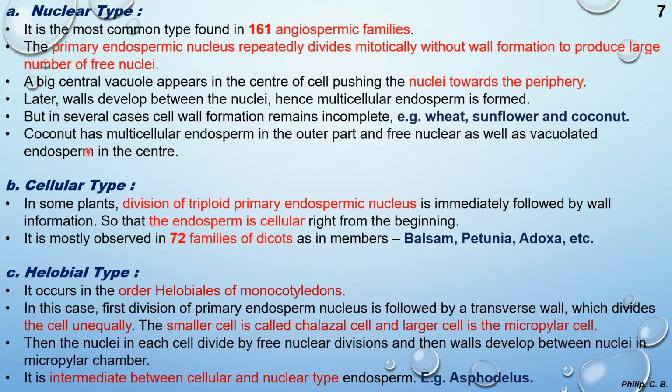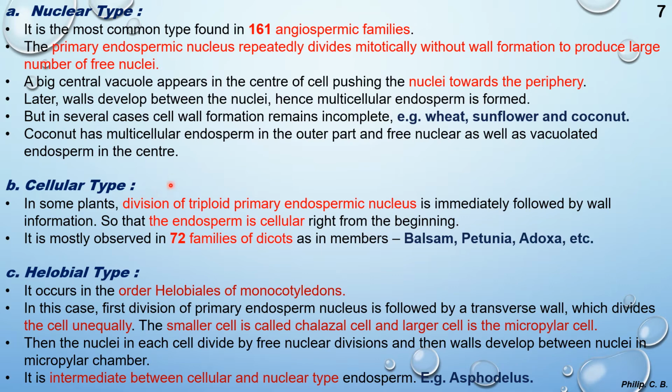Now, coconut has a multicellular endosperm in the outer part and free nuclear as well as vacuolated endosperm in the center. So from the name coconut, you can easily understand the concept. Outer part multicellular endosperm and inner part free nuclear as well as vacuolated endosperm. That's why you can find the liquid in the coconut in the inner region, the part which can be consumed, and the outermost part, the thick fibrous part.